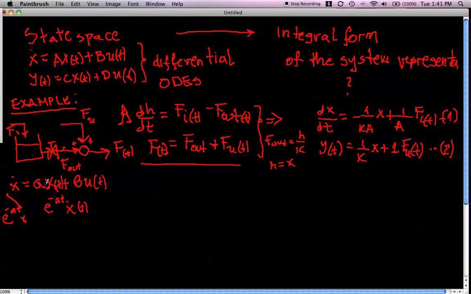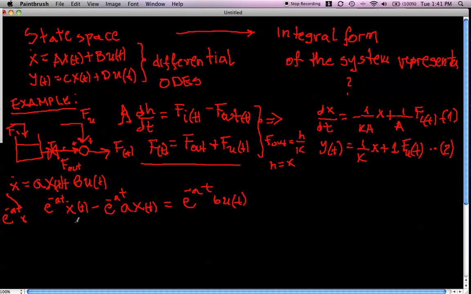and let us transfer ax of t from this side to the left side, so we are getting e to the minus a of t ax of t, and here we have e to the minus a of t b u of t.